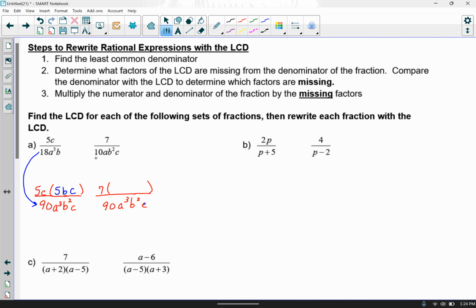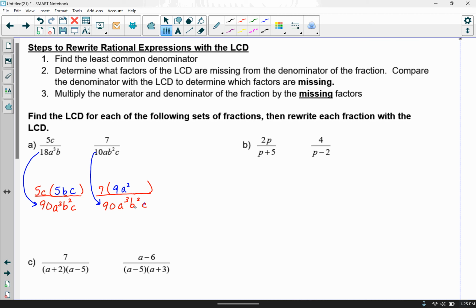All right, let's move to the next one. 10 goes into 90 how many times? 9 times. So I'm going to put a 9 there. All right, so from the old denominator to the new denominator, how is it different? So I went from an a to an a cubed, so I've tagged on 2 a's.